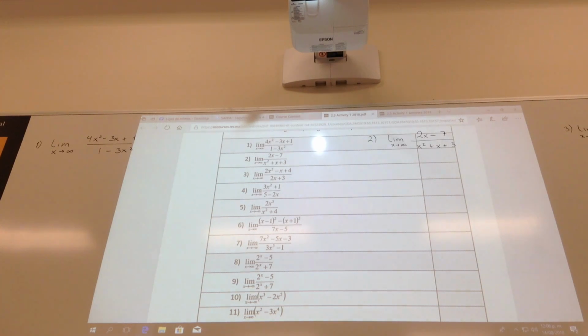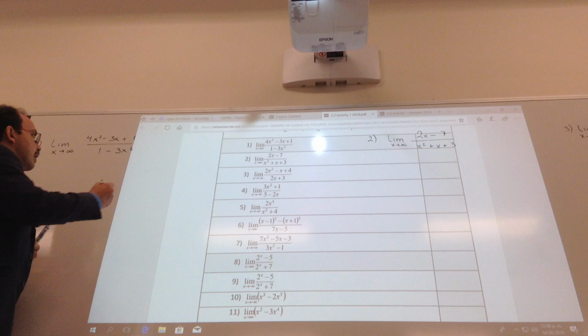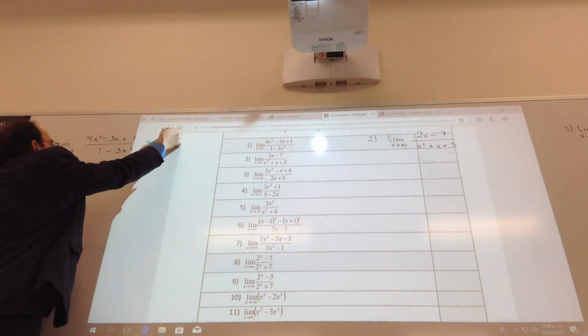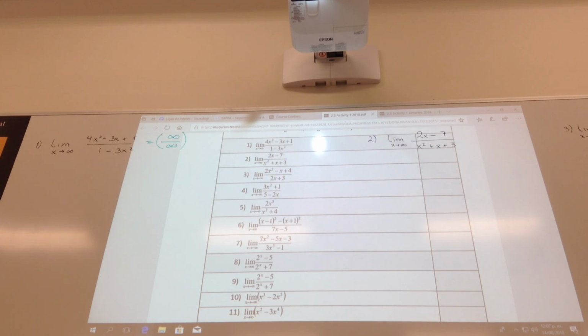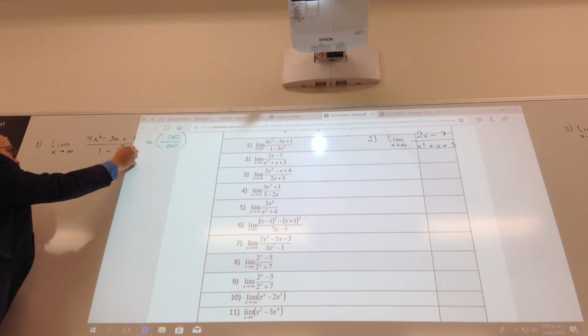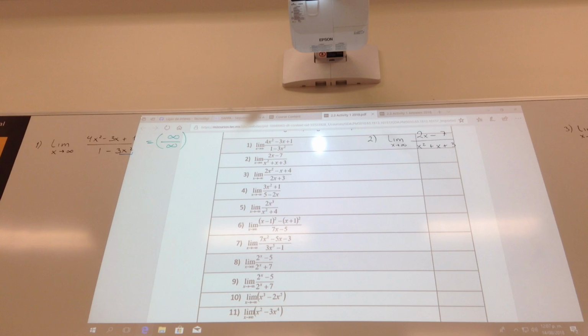Okay. We have number 1. It says limit x approaches infinity of 4x squared minus 3x plus 1 over 1 minus 3x squared. What do I do first? Substitute. Exactly. So it's going to be infinity over infinity. That will be enough for the justification. So now we have to divide. Choose the x with the highest power of the denominator and divide every term by that x squared.